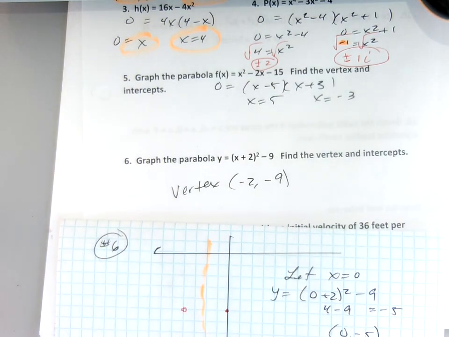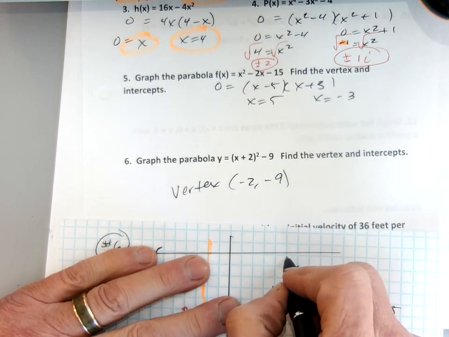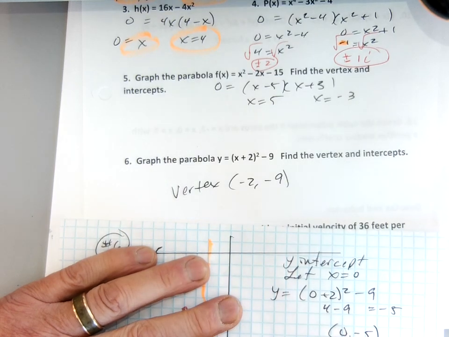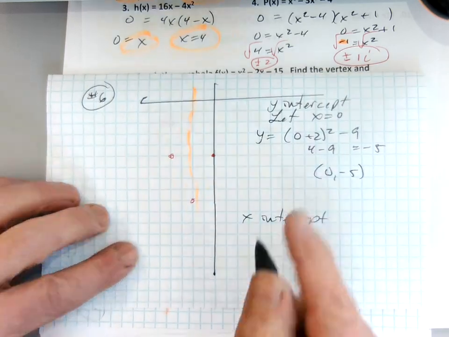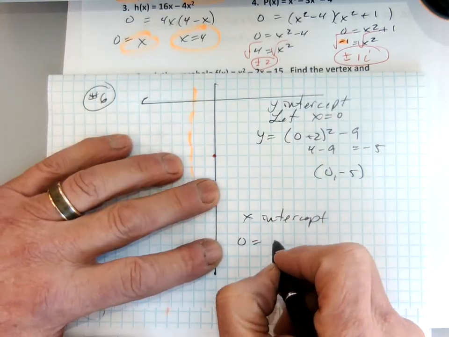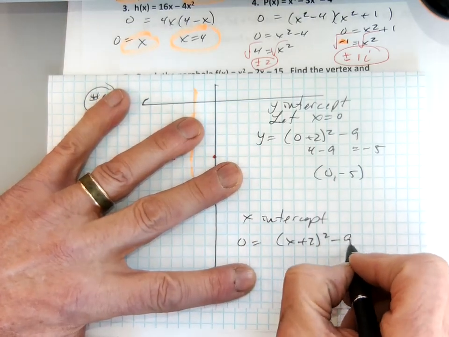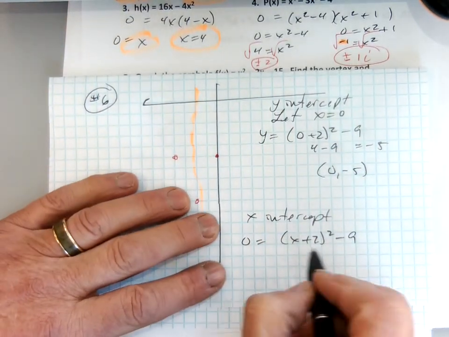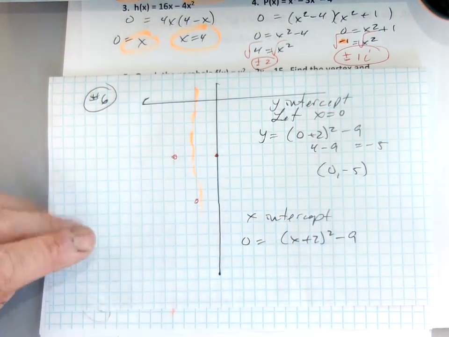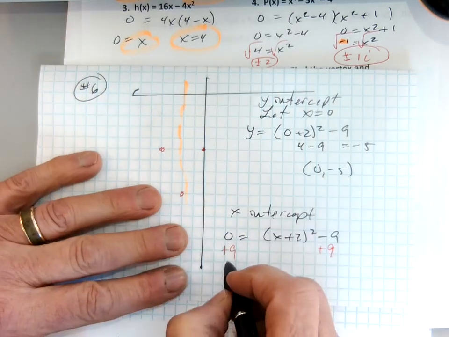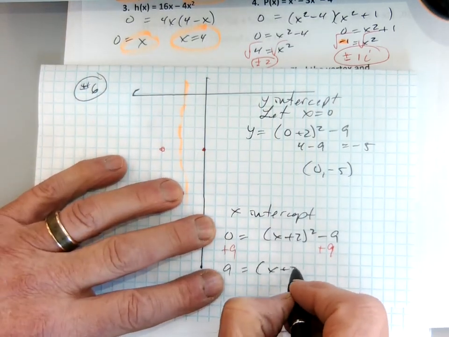Okay. Now, if I want my x-intercepts, we let y equal 0. So this is the y-intercept. My x-intercept, scoot this up so you can see it, is to let y equal 0. So I have 0 equals my x plus 2 squared minus 9. I'm going to solve, okay? Add 9 to both sides, right? Plus 9. 9 equals x plus 2 squared.